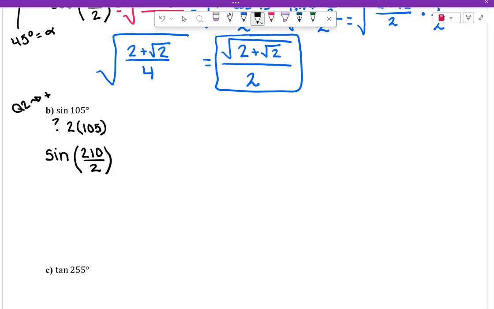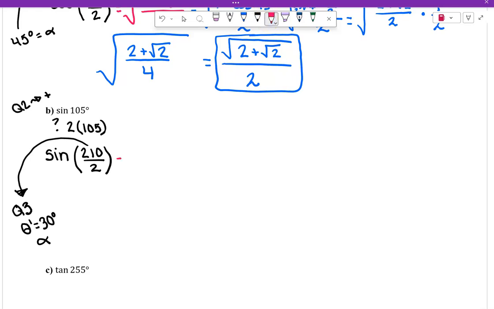Okay. So let's think about some things here. 210, though, is actually quadrant 3 now. Okay. What would our reference angle be? So 210 is 30 past 180. So it's 30 degrees. Okay. And our 210 is also our alpha now.